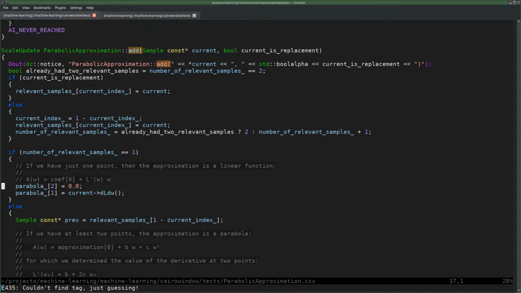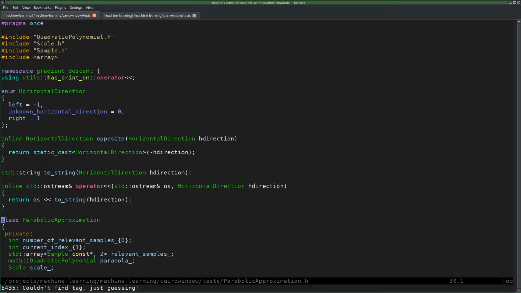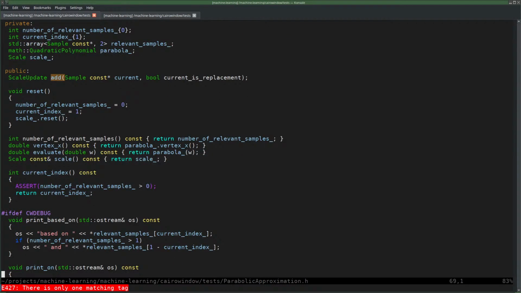Which potentially changes the problem. But I don't think this can be true. Number of relevant samples is not reset. It should never be reset. I think I need to add a debug thingy. Let me begin with that. So I'll have a parabolic approximation. For debugging purposes, it's kind of necessary to know if it is a minimum or not.